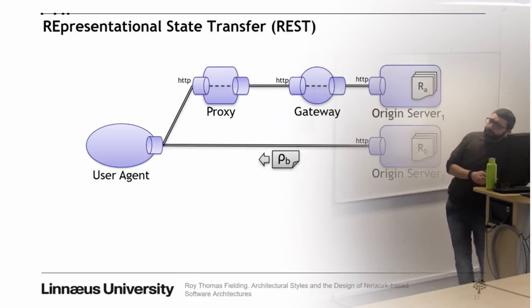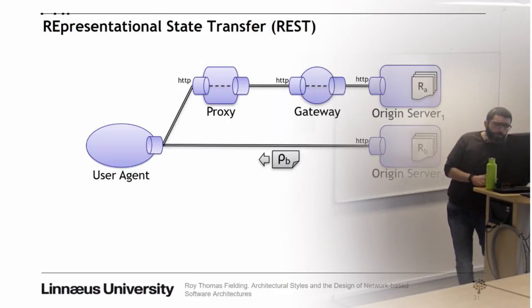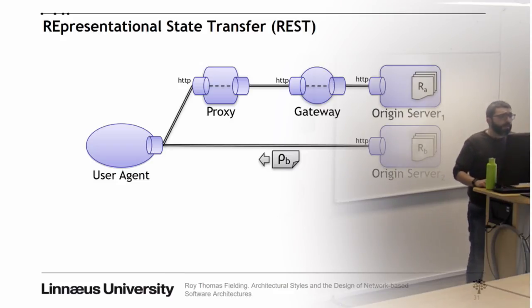Then the REST architectural pattern also defines two other additional architectural entities, which are the proxy and the gateway entities. These are used only for achieving scalability. We don't need to know now what they are doing. They are used only to increase the scalability of the system.